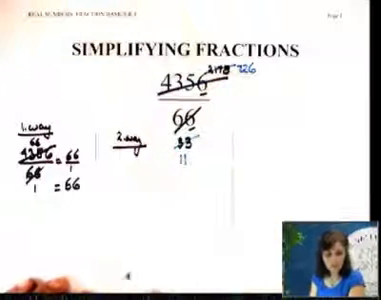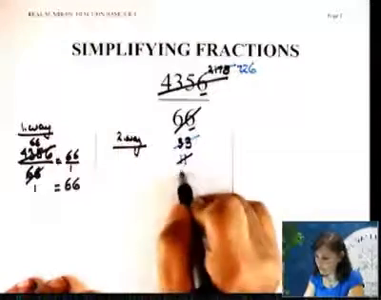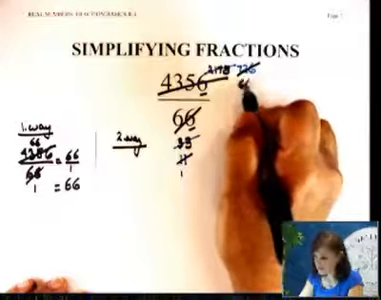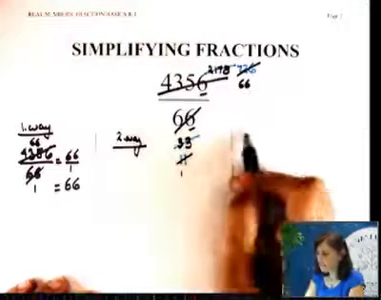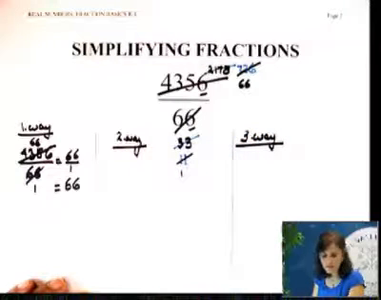Then I go to the next phase. Is this divisible by 11? Actually that turns out to be the case, and that's divisible by 11, and you will get 66. That's the second way. The third way is the prime factorization. That's the one I call just do your trees.